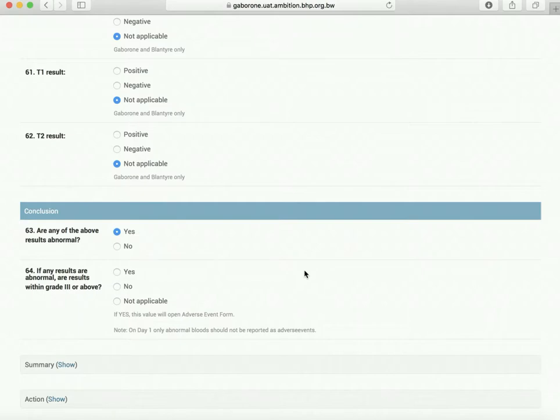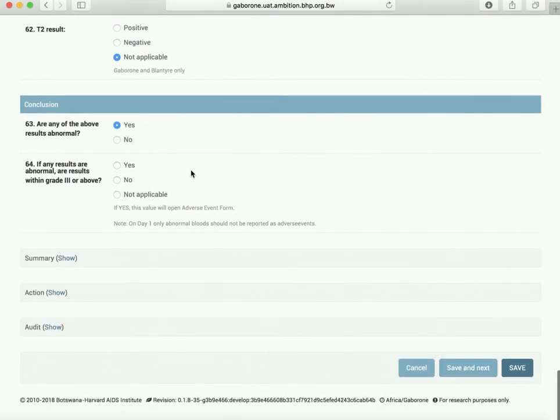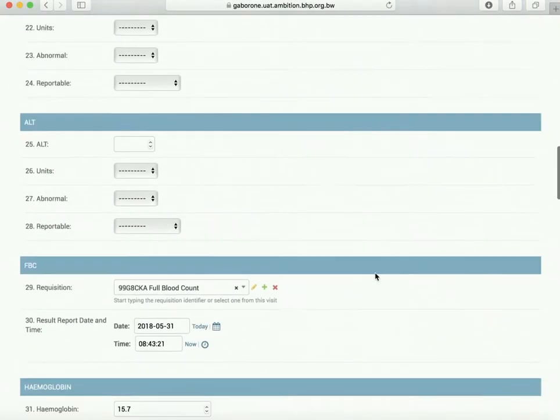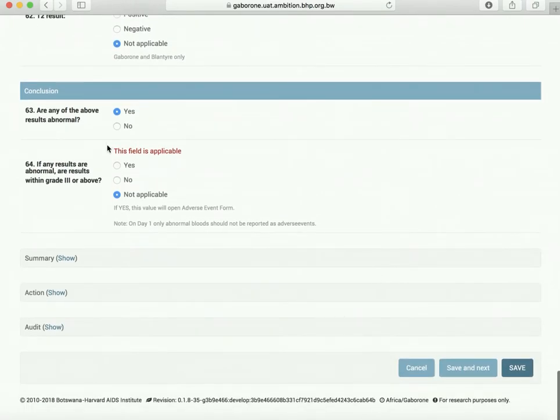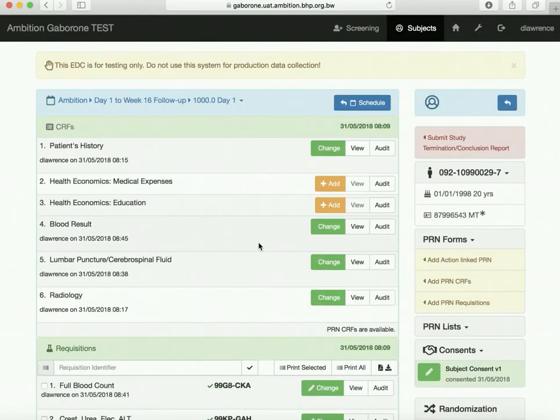If I were to fill in here on this patient that the neutrophils were less than 0.5, I would be asked to terminate the patient from the study because they would have met the early withdrawal criteria. So I'll just save that form. And then I'm back to the landing page.